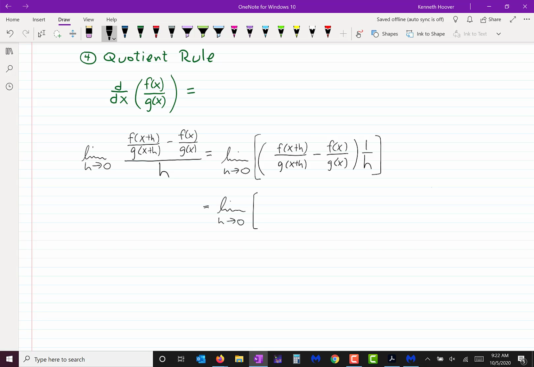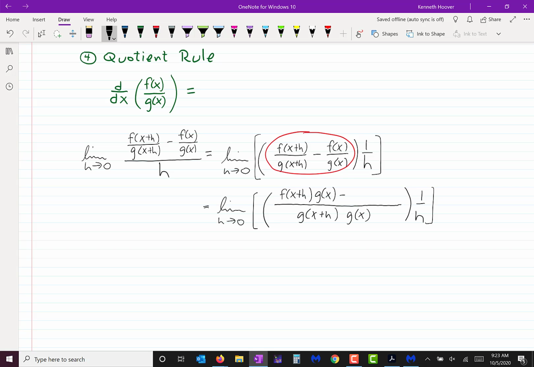is let's go ahead and do this subtraction right there, which means they need a common denominator, right? And what would the common denominator be? It would be the first denominator times the second denominator. And then on top, the f of x plus h is going to pick up a g of x, and the f of x is going to pick up a g of x plus h, because that's how it works when you subtract fractions, right?